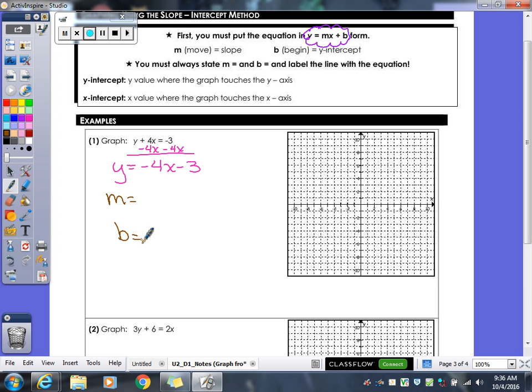So when you go to graph using your slope-intercept method, you need to state what your m and your b values are first. So what is the m value of our line here? But when we write it here, we want to state negative 4 over 1. And then our b value? Negative 3. So let's go ahead and graph this. So on our y-axis, we're going to go down to negative 3. And we put our first dot.